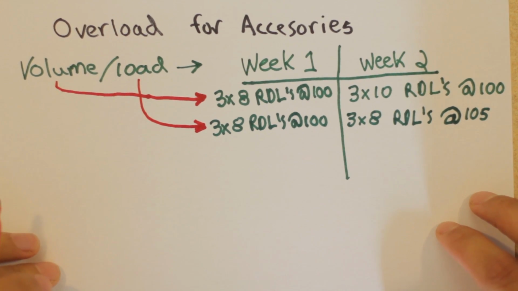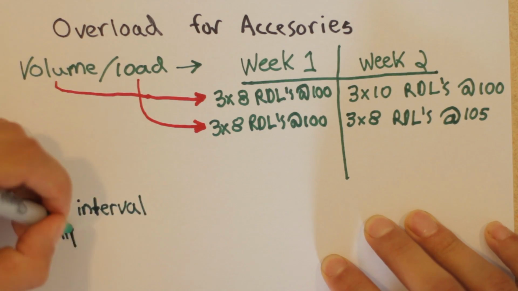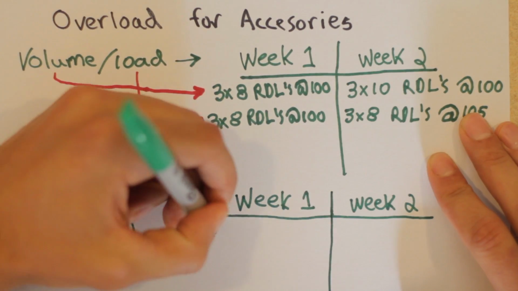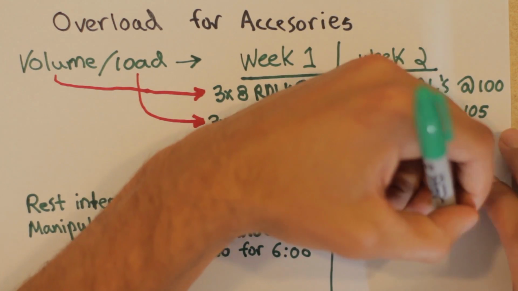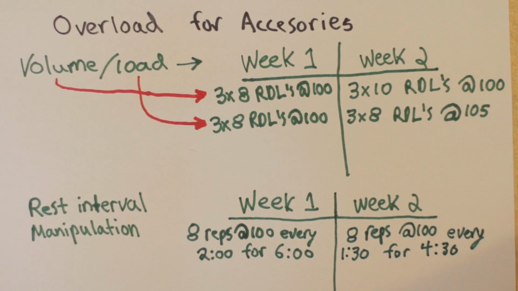A version of overload that is very effective and, in my opinion, underutilized is rest interval manipulation. Now let's say we had the same volume as week 1, 3 sets of 8 RDLs, but this time you would do a set every 2 minutes for 6 minutes. Then in week 2, you do the exact same volume and the exact same weight. However, you do a set every 1 minute and 30 seconds for 4 minutes and 30 seconds. And this results in the same volume, however, the intensity created is greater because of the lack of rest.